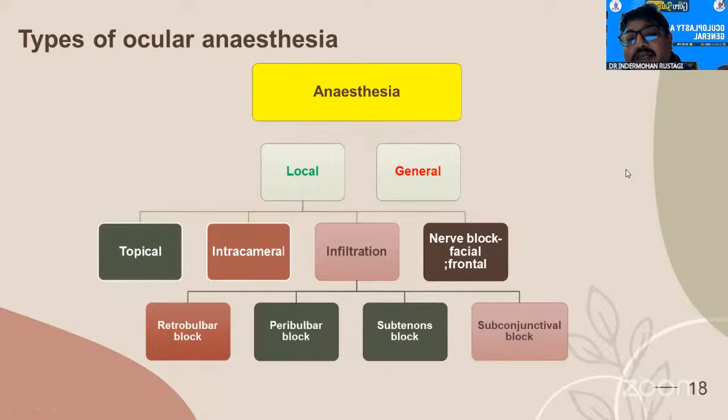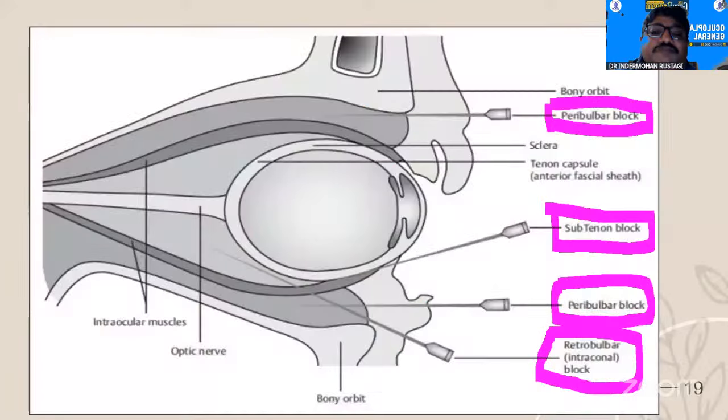Coming to the clinical anatomy, anesthesia is local and general. Of course, general has its indications, but we are dealing with the local one. Local means topical anesthesia, intracameral anesthesia, infiltration, and nerve blocks, that is facial and frontal. Then in infiltration block, there is the retrobulbar block, peribulbar block, subtenon, and subconjunctival. So this is basically how it is given. We will come to the peribulbar block and subtenon one by one.